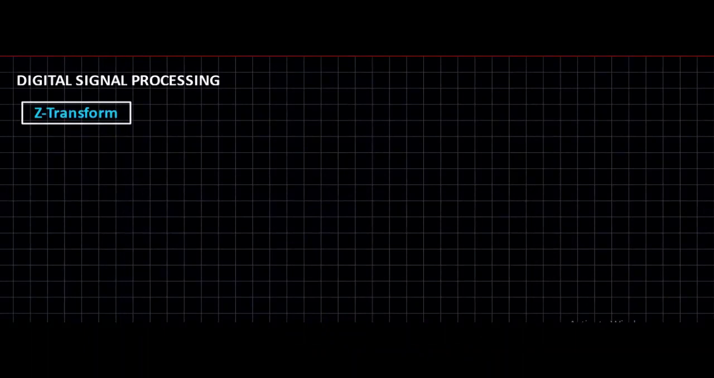Hello friends, we are studying digital signal processing and today we are going to understand the concept of Z transform in abstract. A lot of things are there in Z transform, but what is required to understand the discrete time sequences and the discrete time LTI systems?